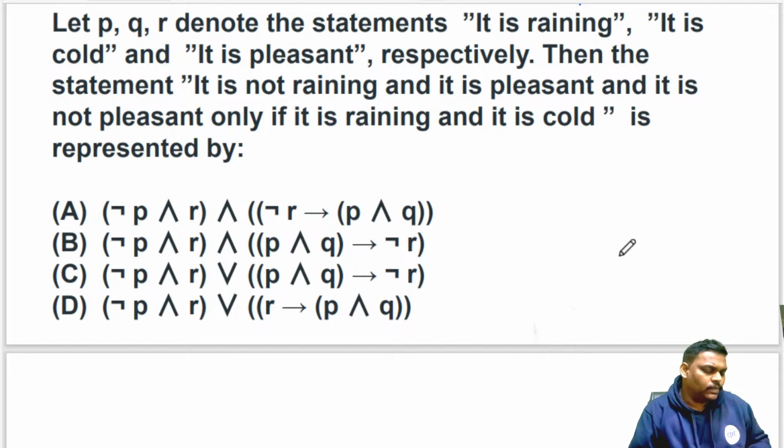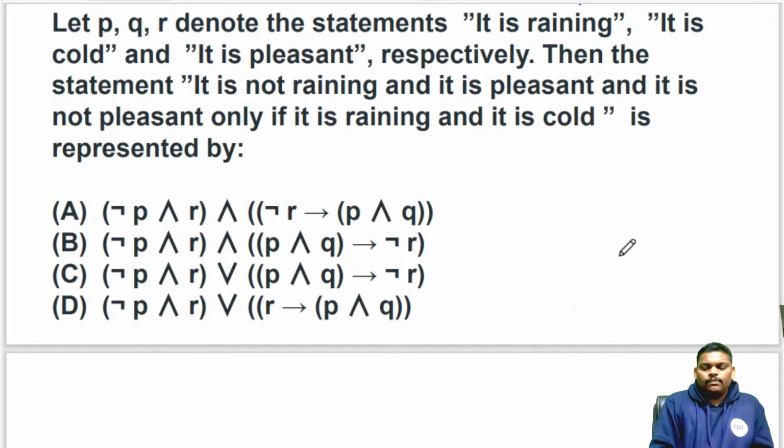46. Let P, Q, R denote the statements: it is raining, it is cold, and it is pleasant, respectively. Then the statement, it is not raining, and it is pleasant, and it is not pleasant only if it is raining and it is cold. Something is given here. Can you read it and start?